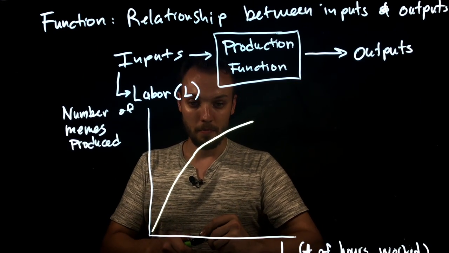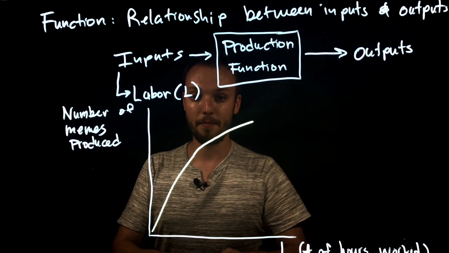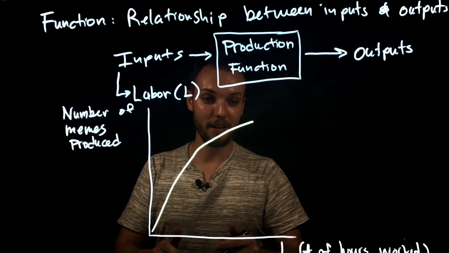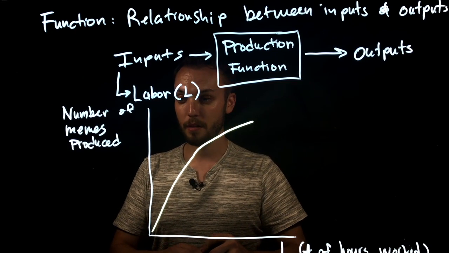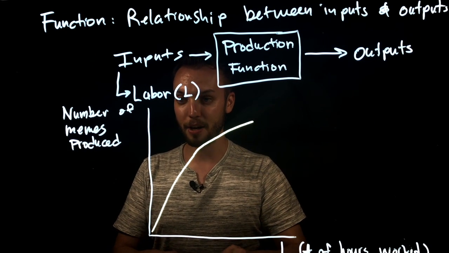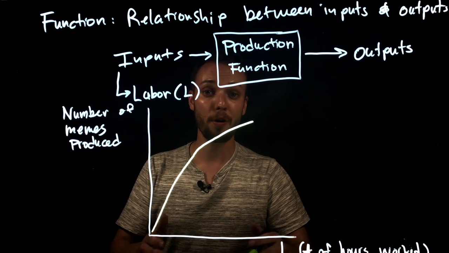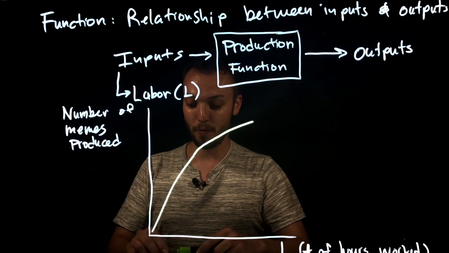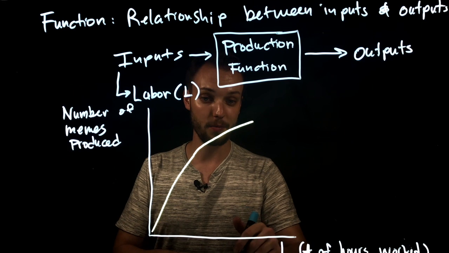Why might that be? There's a number of reasons. It could be that eventually it just becomes harder to find quality images to make memes that are sufficiently funny. It could be that you run out of ideas, you're running up against your own constraints, and it takes more and more hours to produce the same number of memes. And that's a silly example, but there's a lot of production processes that could be characterized this way.